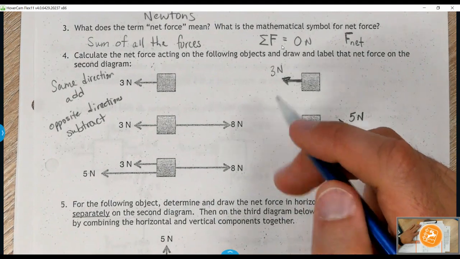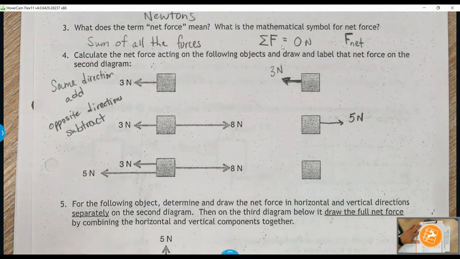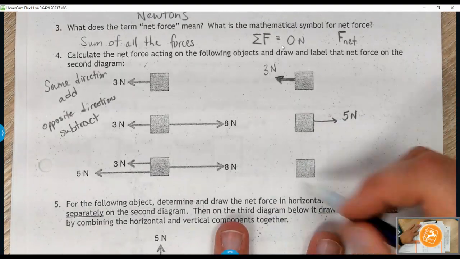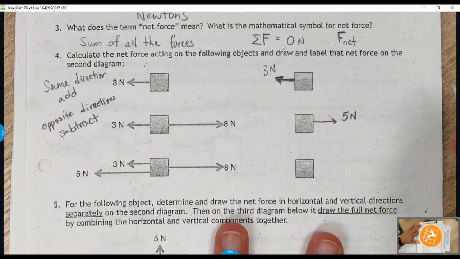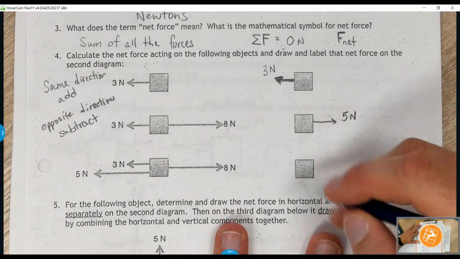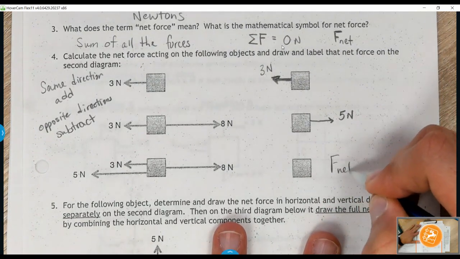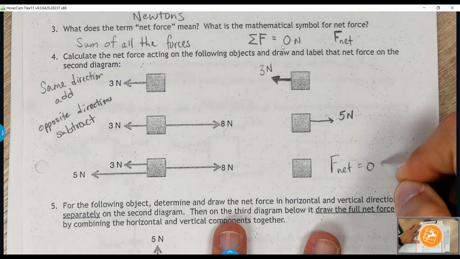If you have 8 to the right, what happens then? Opposite direction, we would subtract. So 8 minus 8 is 0. Now, if there is a net force of 0, we don't even need to draw in a net force vector box here. It's just going to be F net is equal to 0.